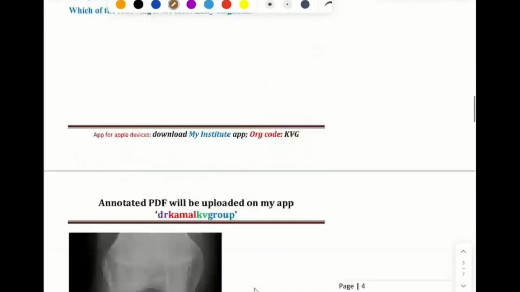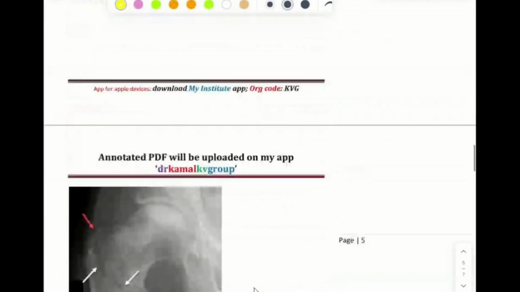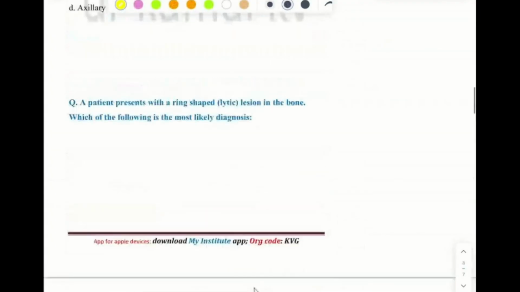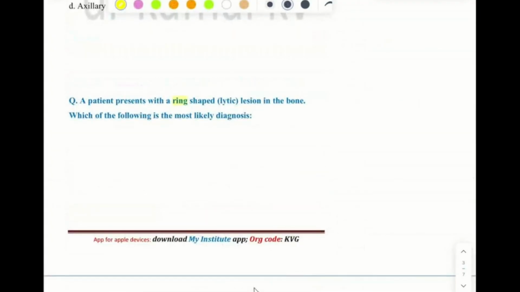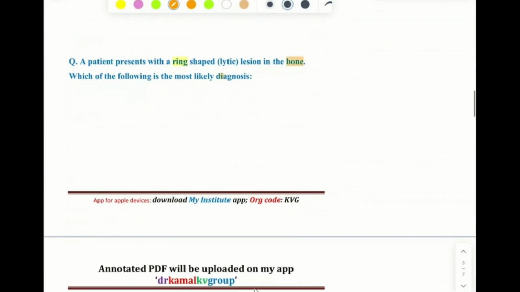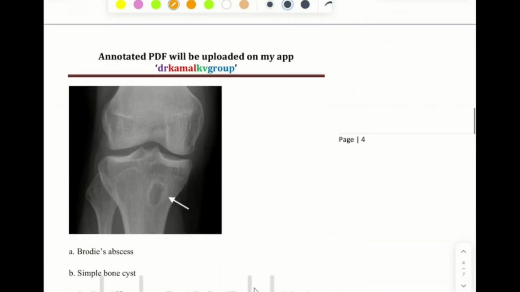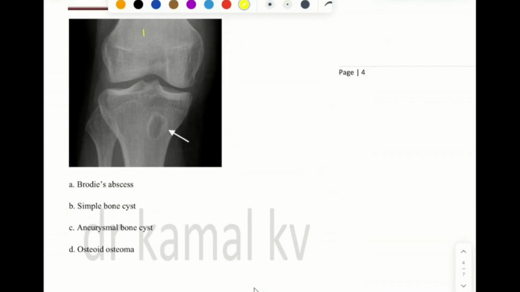Now a patient presents with a lytic lesion which is ring shaped in some bone, and the X-ray is given. Now we have to comment on the diagnosis. Now look here. Firstly, we need to identify the bones. This is the distal end of femur. This is the tibia, and this is the fibula.